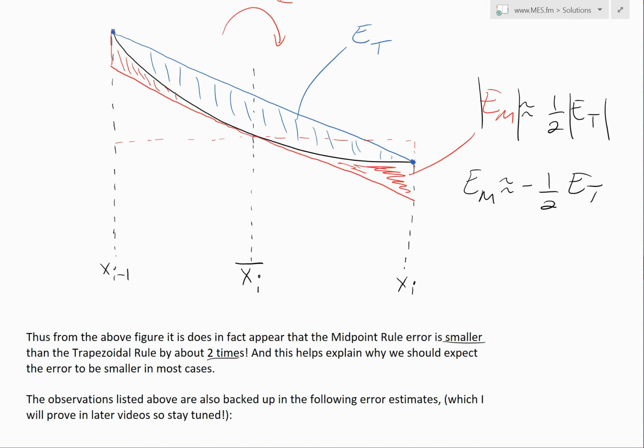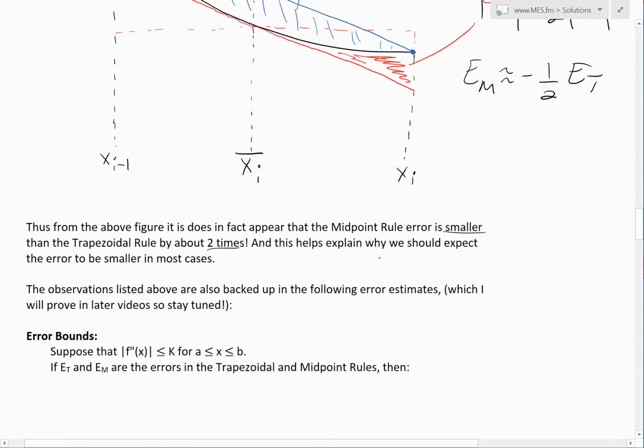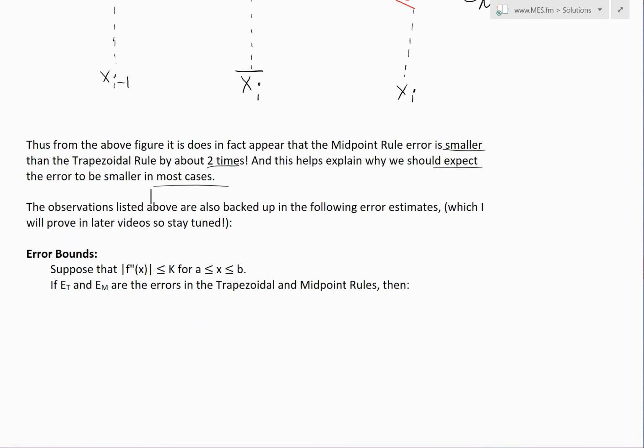Basically, when you rotate, it becomes really clear. And this helps explain why we should expect the error to be smaller in most cases. And the observations listed above are backed up by the following error estimates, for which I will prove the formulas in later videos. So stay tuned for that.